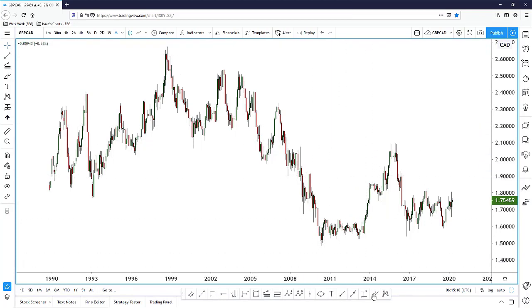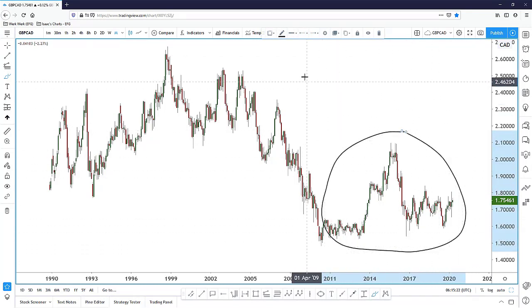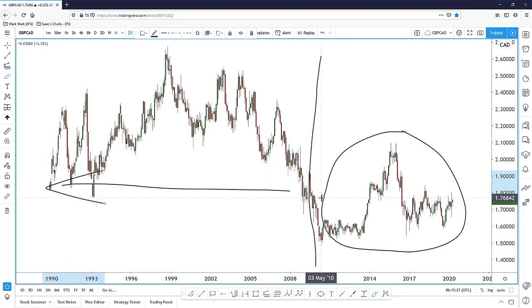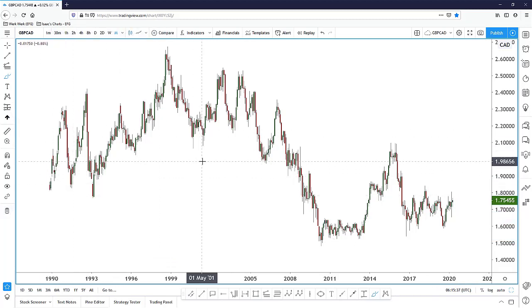So here we have it, the pound CAD on a monthly. What we want to do is focus on the current prices. Now in technical analysis, it's important to know what went on in the past. However, it is the current prices that would give us a hint as to whether prices will go higher or whether prices will go lower. Now, with that, let us start.